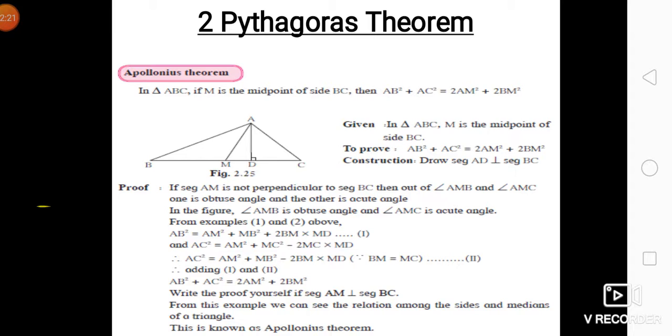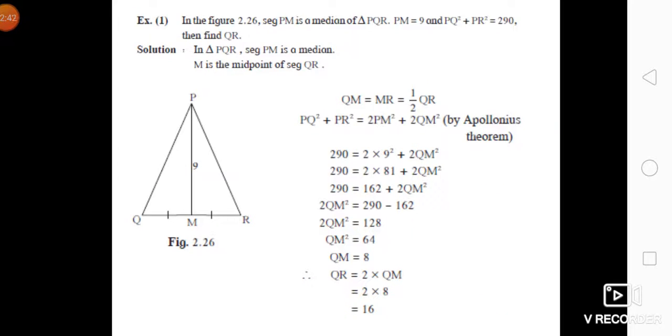Write the proof yourself for the case when segment AM is perpendicular to BC. From this, we can see the relation among the sides and the median of the triangle. This is known as the Apollonius theorem. Now, one solved example is given here.